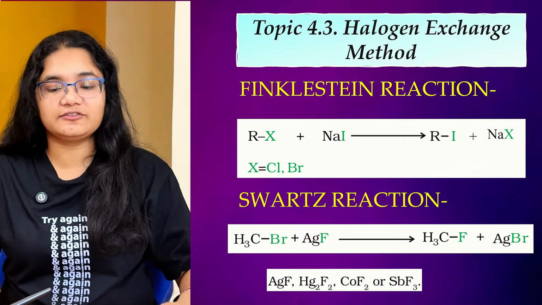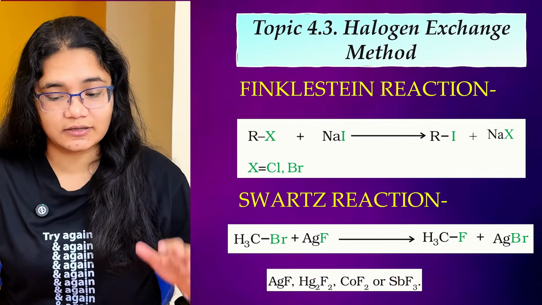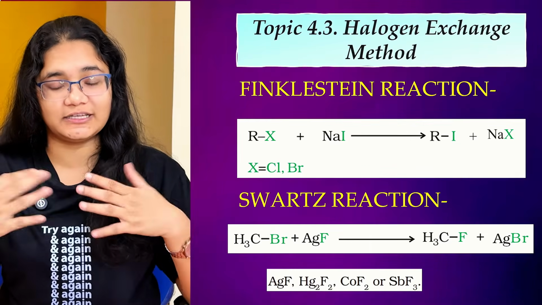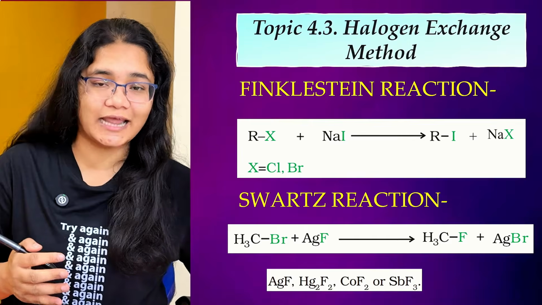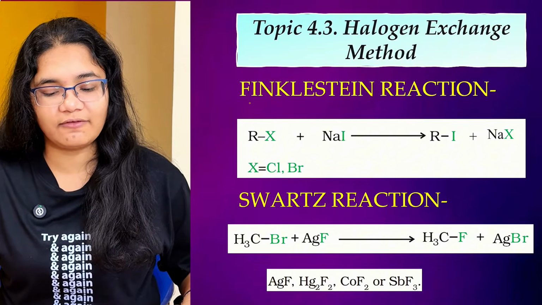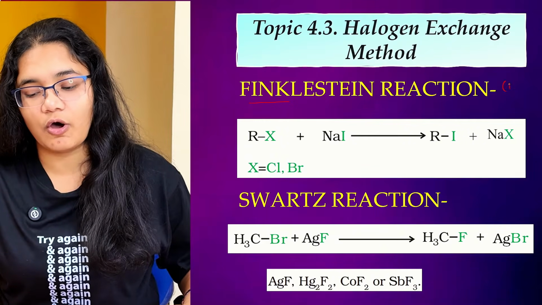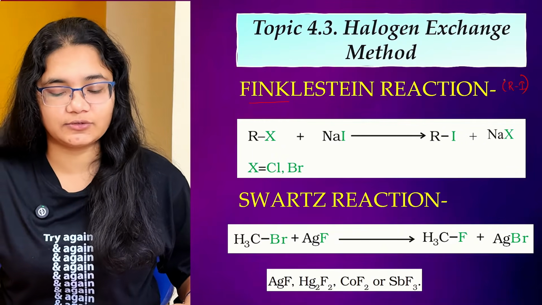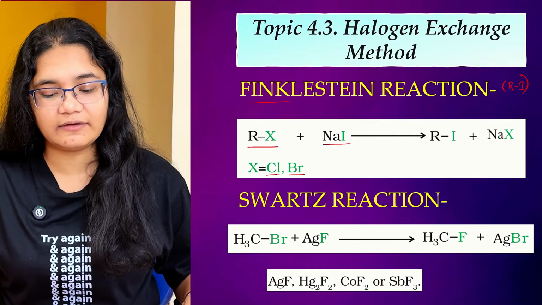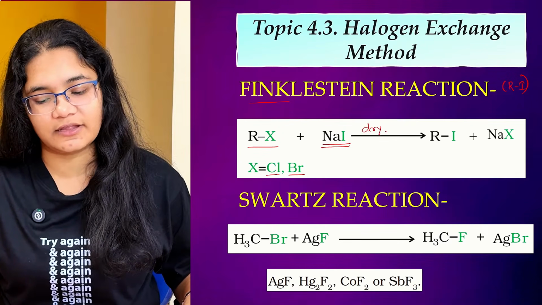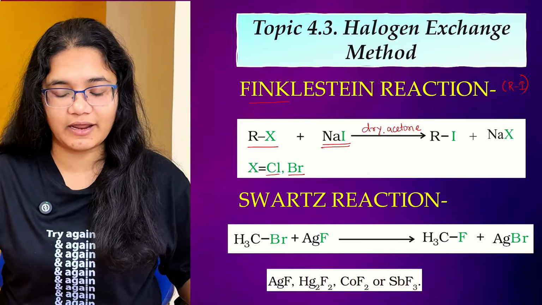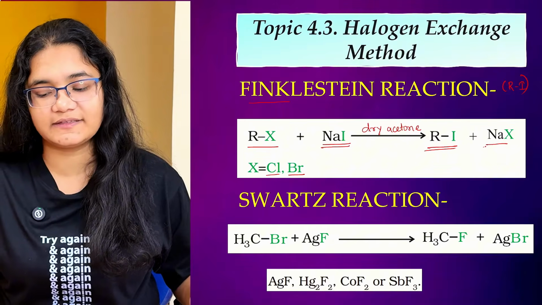Moving to the next one, the halogen exchange method, the third method for preparation of haloalkanes. Here the starting materials are haloalkanes, but we get different haloalkanes as the product. Mainly we have the Finkelstein reaction, for the preparation of iodoalkanes. You take RX, where X can be Cl or Br, and treat it with NaI in dry acetone, and you will get RI plus NaX.